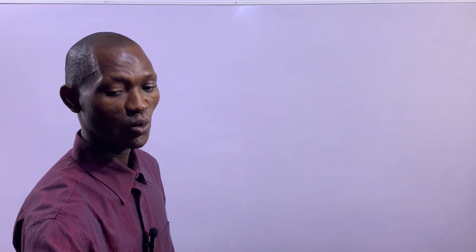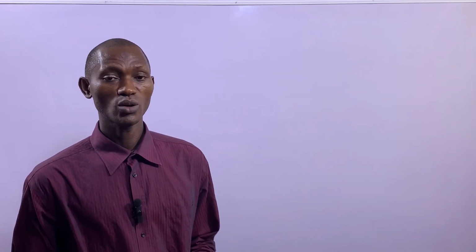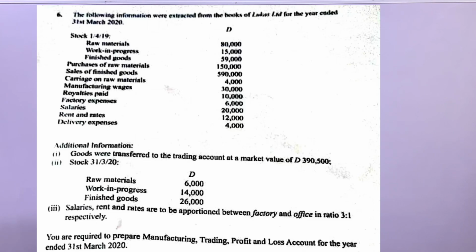I have a question here, and that will be displayed on the screen for everyone to see. I read: the following information was extracted from the books of Lucas Limited for the year ended 31st March 2020. The currency given is one of the West African countries, I guess. It's the D sign. Stock at 1/4/19: raw materials, that's opening stock of raw materials, 80,000. Work in progress, 15,000. Finished goods, 59,000. Purchases of raw materials, 150,000.